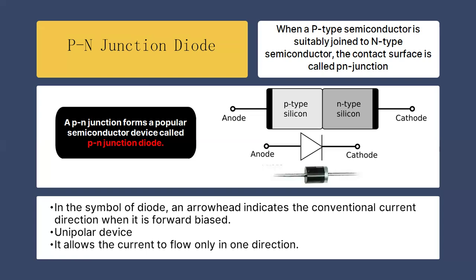When we talk about the physical structure of the PN junction diode, in the diagram you can see that the gray or silver ring is the negative terminal, and the other terminal is the positive terminal. In the symbol, the arrowhead indicates the direction of the conventional current when we connect the PN junction in forward bias. A PN junction is a unipolar device. It allows current to flow only in one direction.